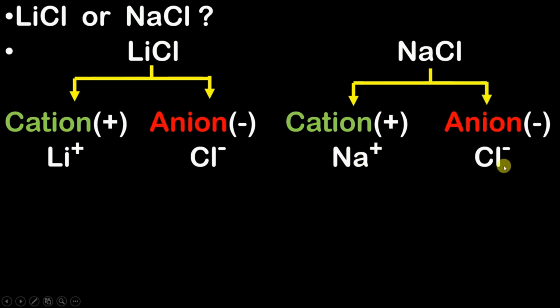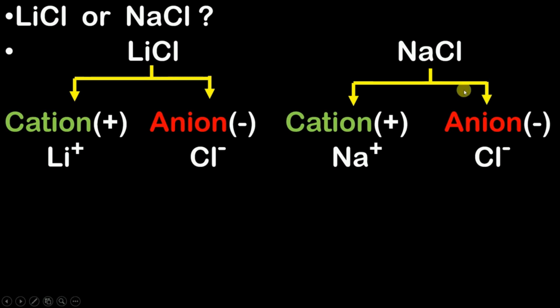Now, what must be the condition? The anion must be as large as possible. But if you compare, the anions are both the same. They both have Cl- only. So the size of the anion for both the ionic compounds is the same.